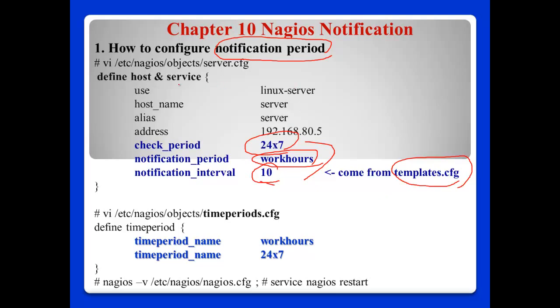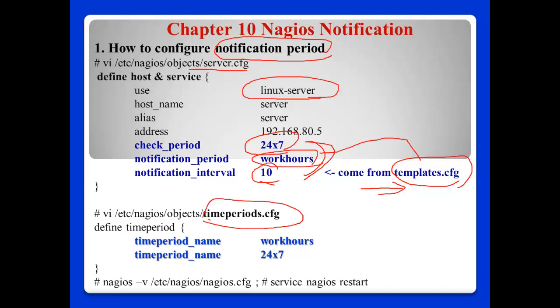template.cfg. If this server.cfg device uses this kind of template, Linux-server is the name of the template, then normally we will use the notification period from this template.cfg. And for example, the checking period, work hours, this kind of thing we can define here, in timeperiod.cfg. Here we can find the name work hours and the time period name like this.